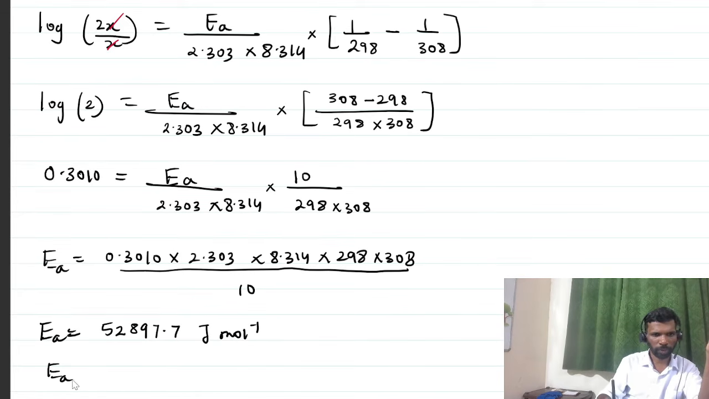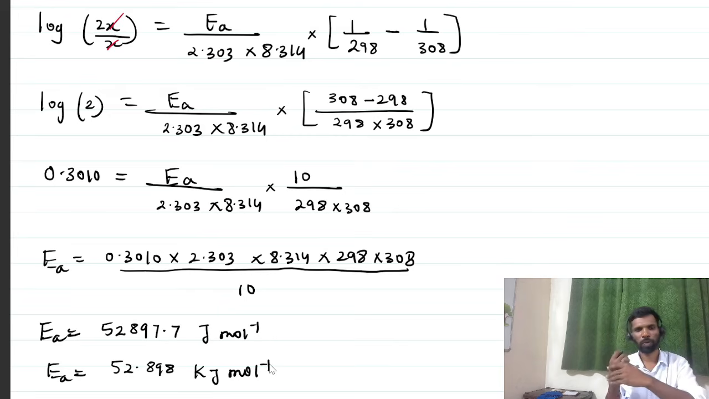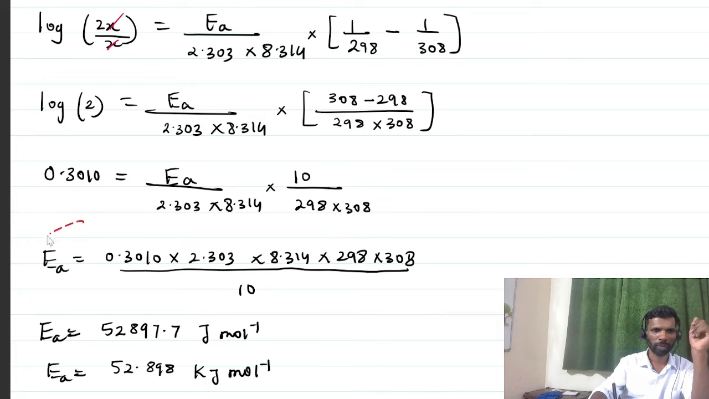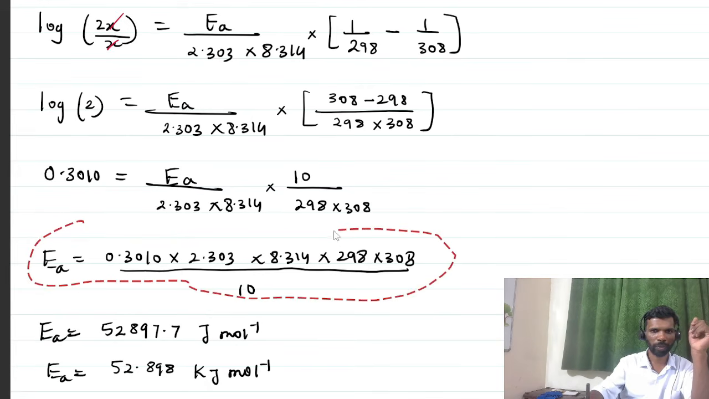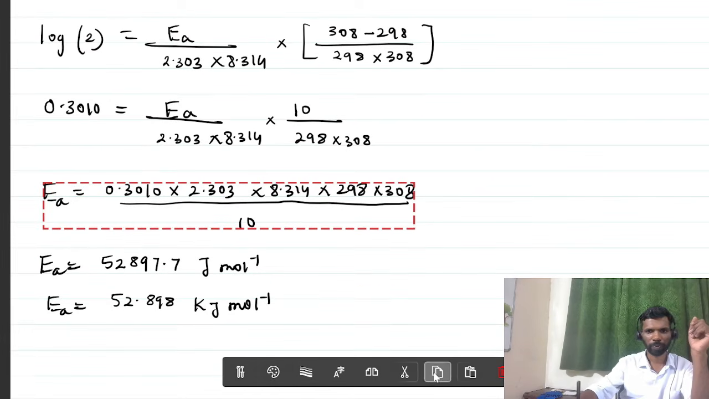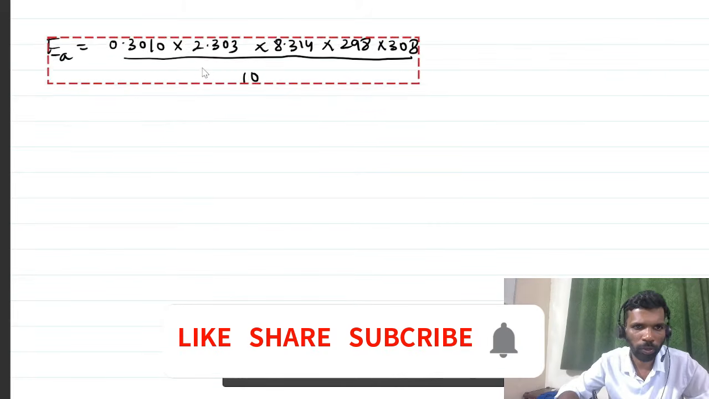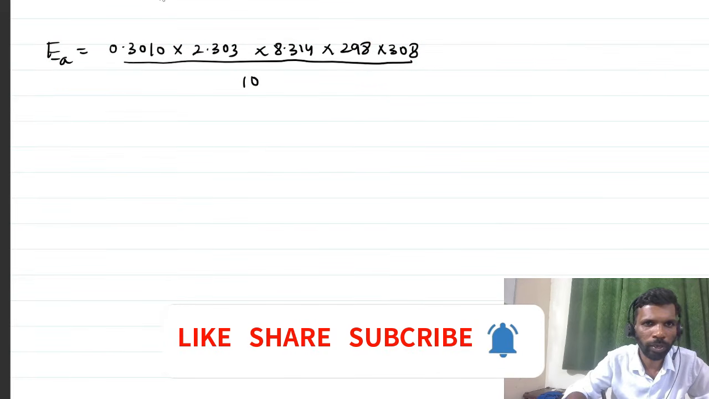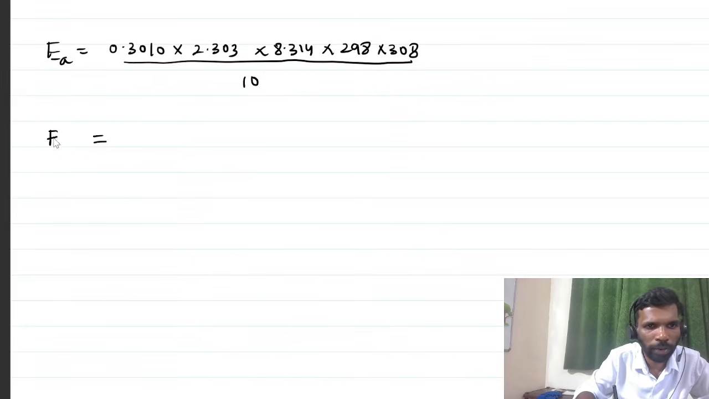Now you will be thinking how to remember these units, joules per mole. I can write this further as 52.89, rounded off, kilojoules per mole. How do we find the units of this? To find the units, we'll find the units of EA. This is for your illustration and understanding.